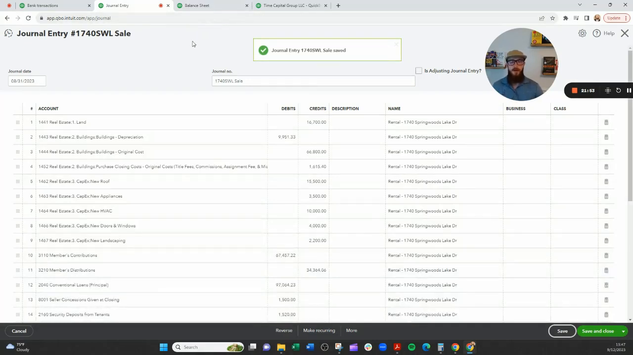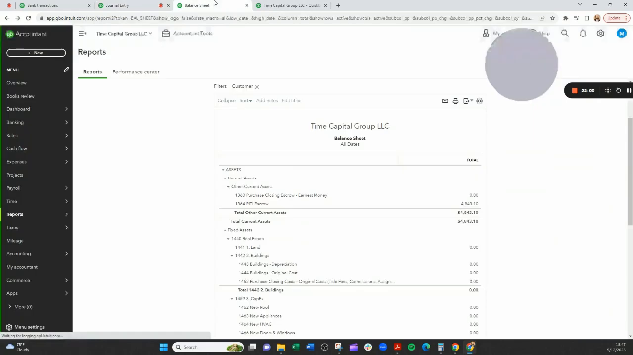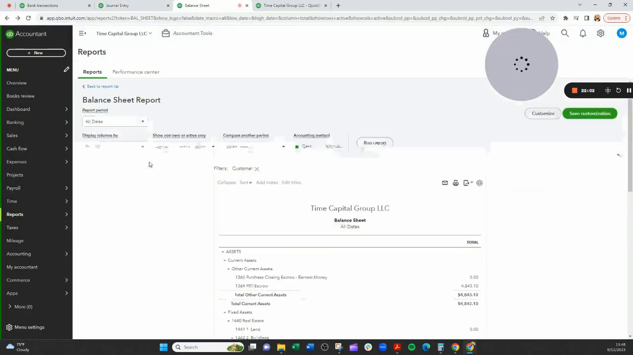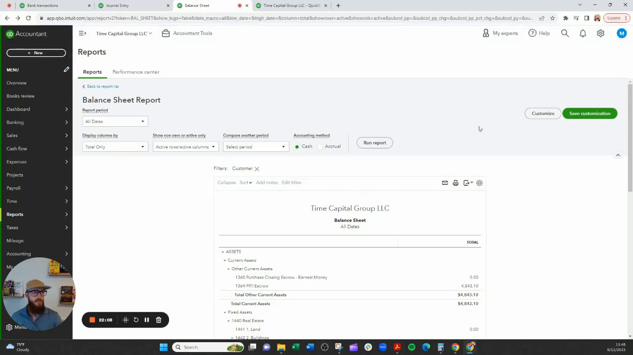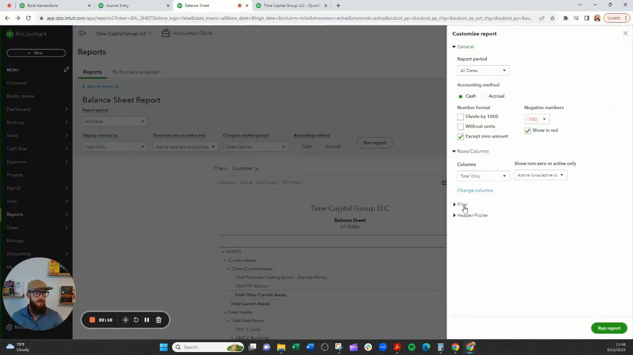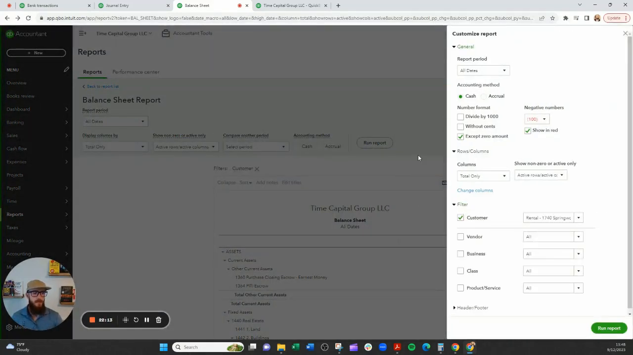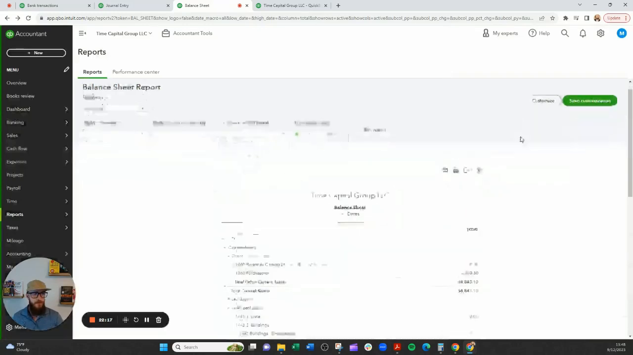After we match the bank feed transaction, now we're going to check our work. So save and close, go to reports, pull a balance sheet, all dates, totals only, same balance sheet we were working with before. Customize, customer, get the property that you want, run the report, and here's the balance sheet.